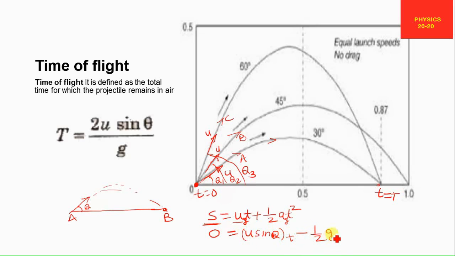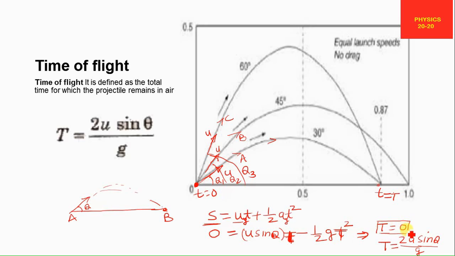So 0 is equal to u sine theta into t minus half g t square. Acceleration in the y direction is g, so this is the minus half g t square. When we solve this equation, we find t is equal to 0 and t is equal to 2u sine theta by g. Here t is the time period, so we write it as capital T.